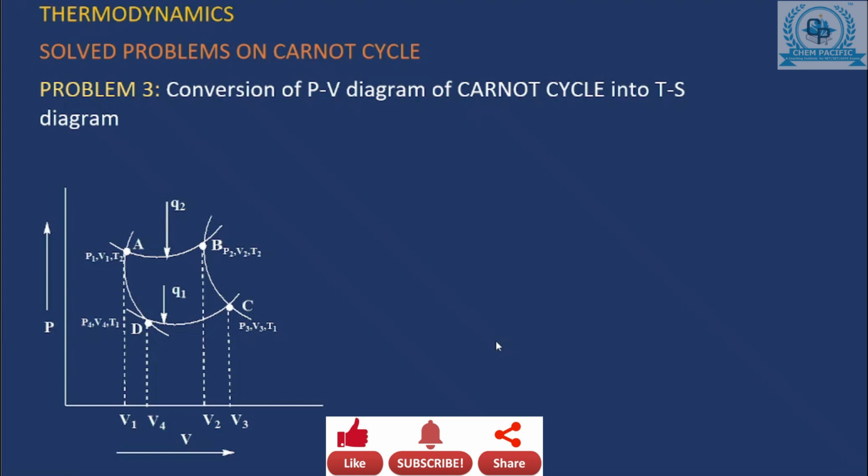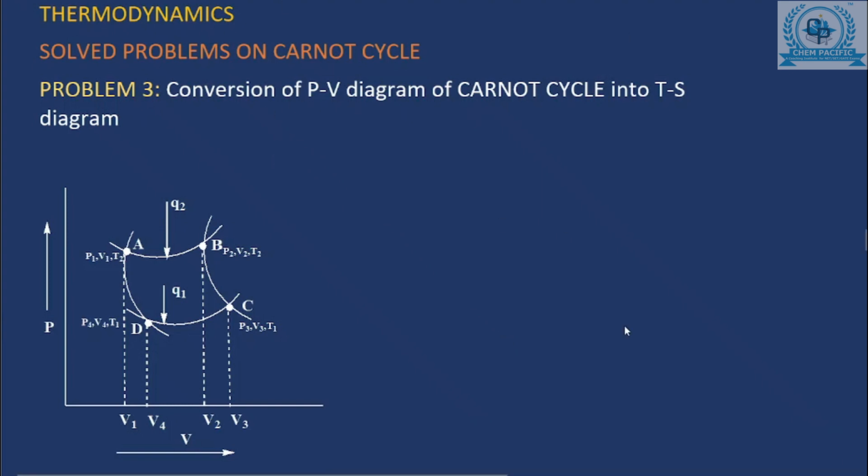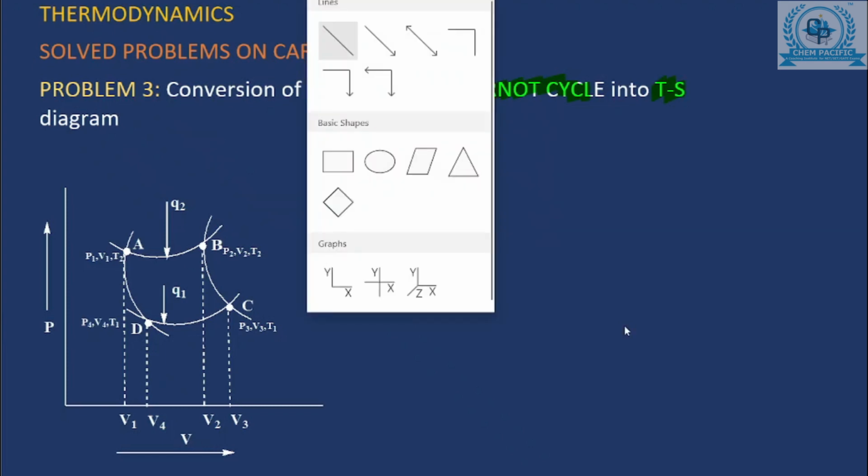Now let's get started. So the problem number 3 is the conversion of the PV diagram of the Carnot cycle into the TS diagram. Before I proceed, I would like to give you information about the graphical representation.